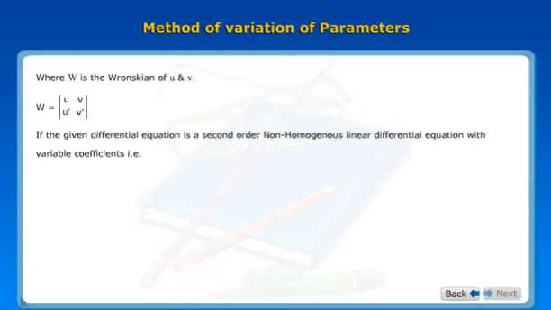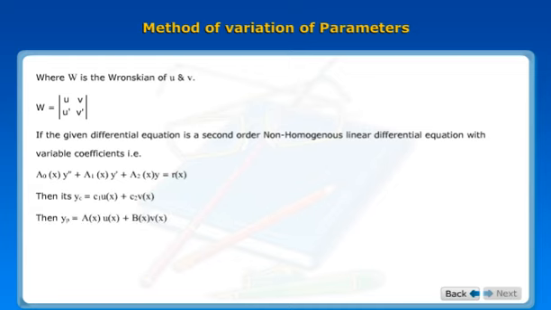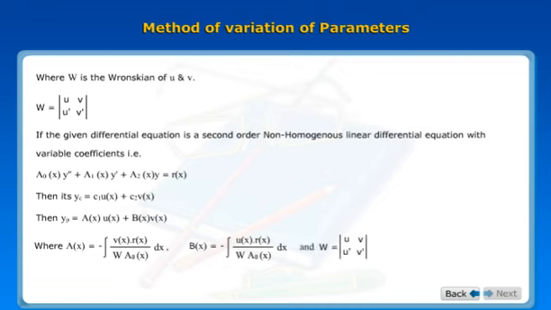If the given differential equation is a second order non-homogeneous linear differential equation with variable coefficients, that is a0 of x y double dash plus a1 of x y dash plus a2 of x into y is equal to r of x, then its yc is equal to c1 u of x plus c2 v of x. Then particular integral yp is equal to a of x into u of x plus b of x into v of x, where a of x is equal to minus integral v of x into r of x by w into a0 of x dx, and b of x is equal to integral u of x into r of x by w into a0 of x dx, where w is the Wronskian.